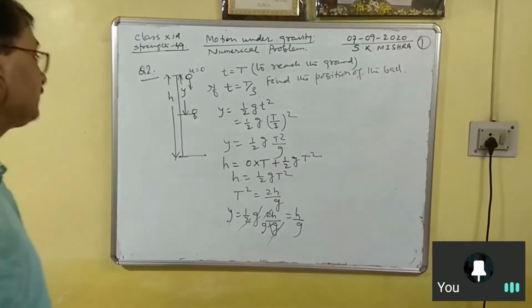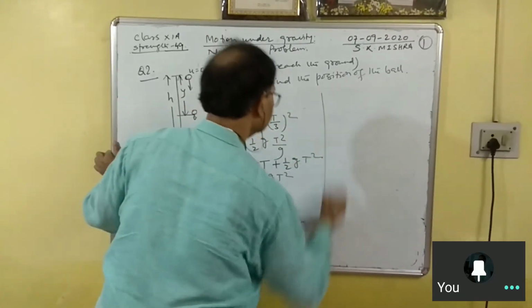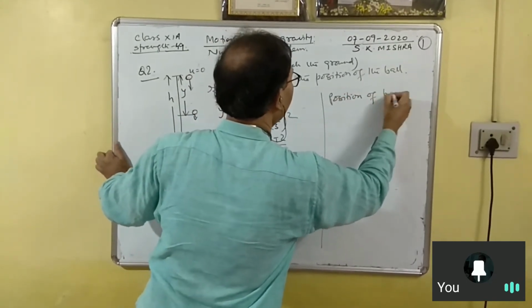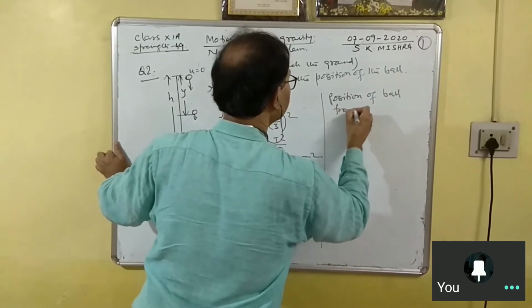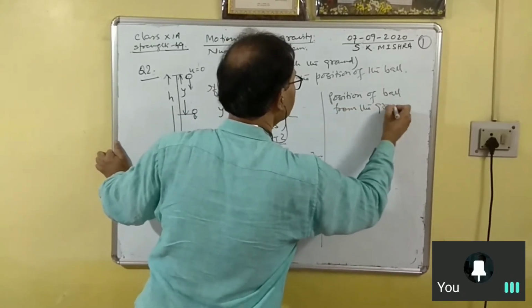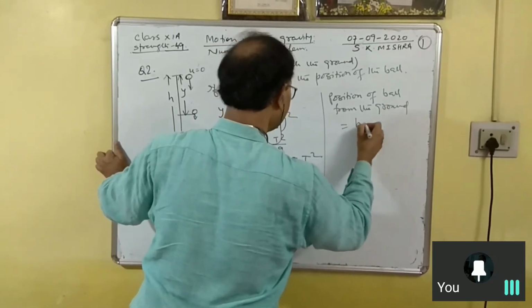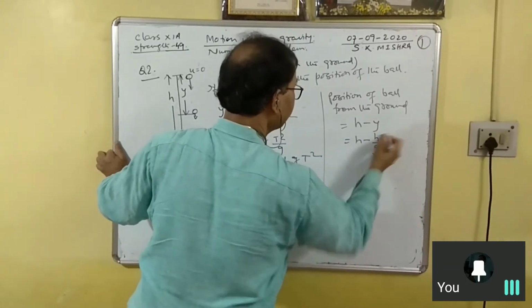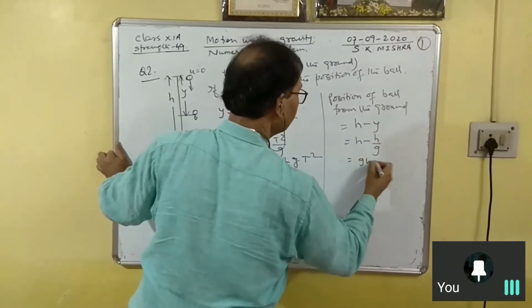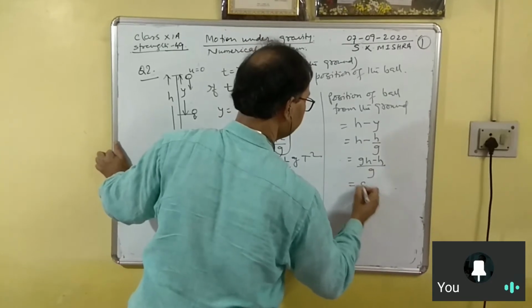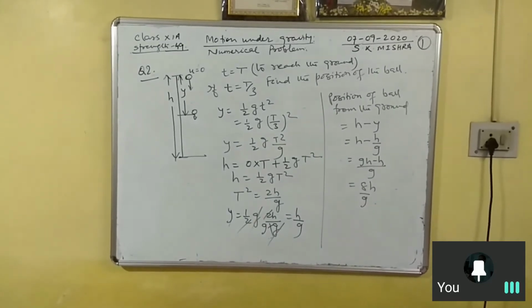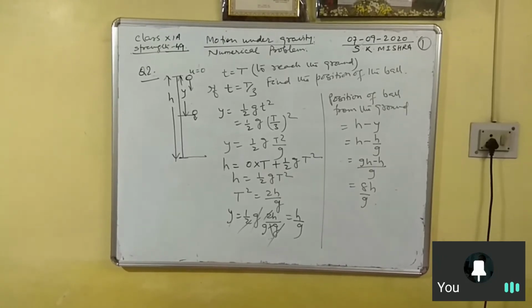Therefore, the position of the ball from the ground is nothing but h minus y, which is h minus h by 9. So 9h minus h, that is 8h by 9. 8 by 9 h is the position of the ball from the ground. So this will be the correct answer, 8h by 9.